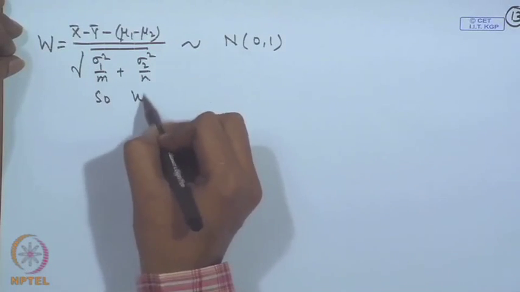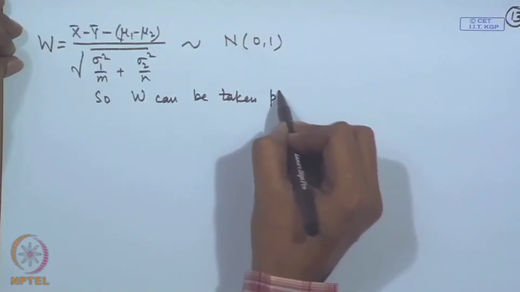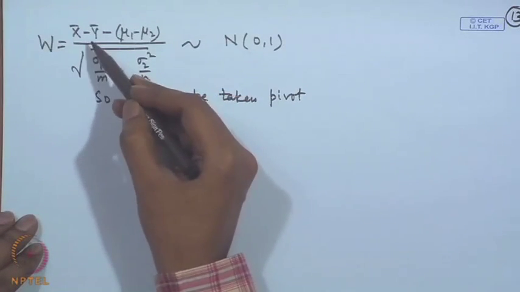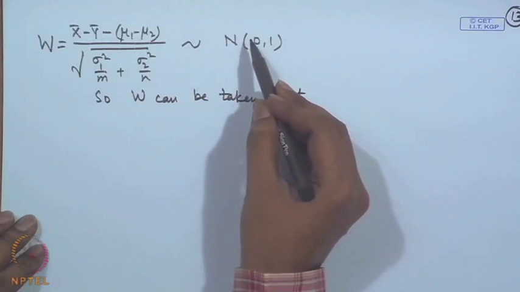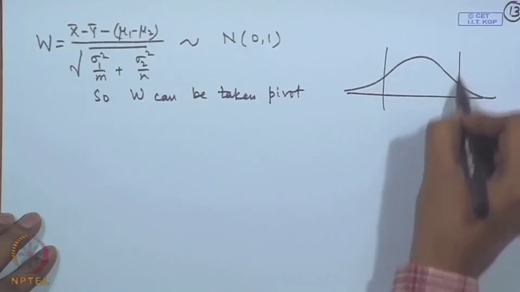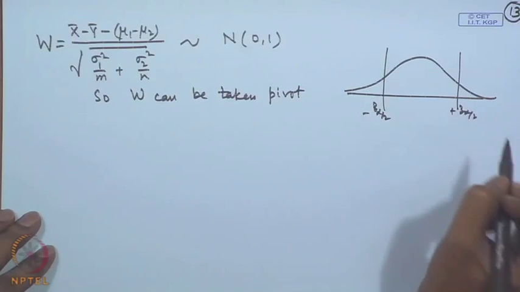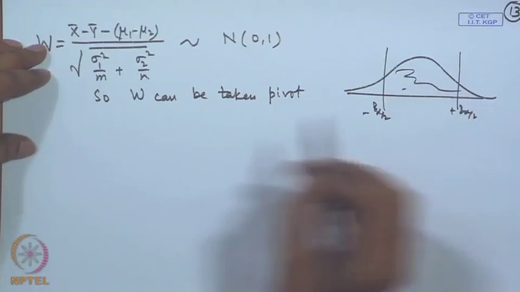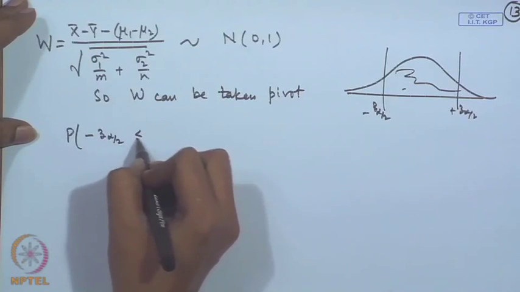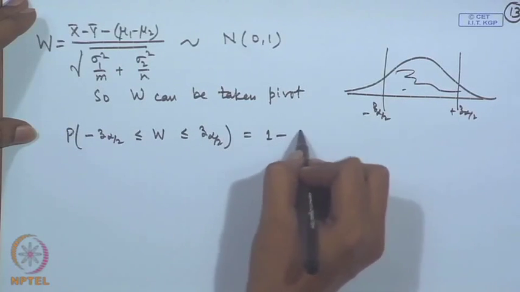So, W can be taken as pivot, because this involves mu 1 minus mu 2 and random variables, and the distribution is free from the parameters. If I consider the shortest length confidence interval based on this, then I should consider z alpha by 2 and minus z alpha by 2 points. So, probability of minus z alpha by 2 less than or equal to W less than or equal to plus z alpha by 2 is equal to 1 minus alpha.